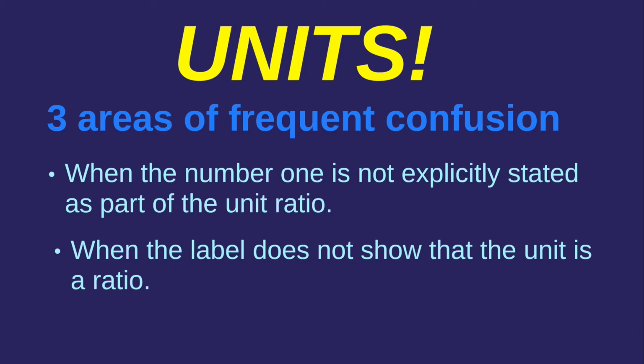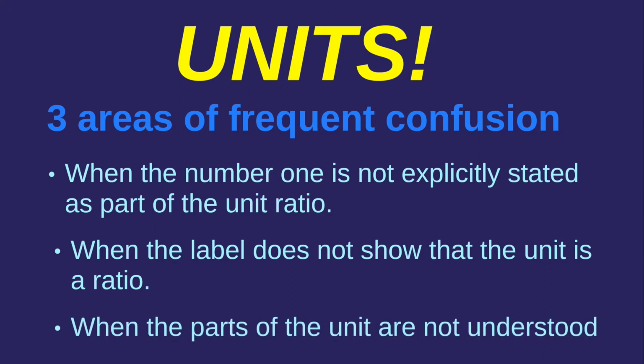The second area of confusion is when the label of the unit does not show that it's a ratio. For example, watt, which seems like it's describing a single entity, but it's actually describing a rate of joules per second. The last area of confusion is when the parts of the unit are not understood. So even if you know that a watt is a joule per second, if you don't understand what a joule is, then it's virtually impossible to grasp the full meaning of a watt. Alright, let's look at some quick examples.